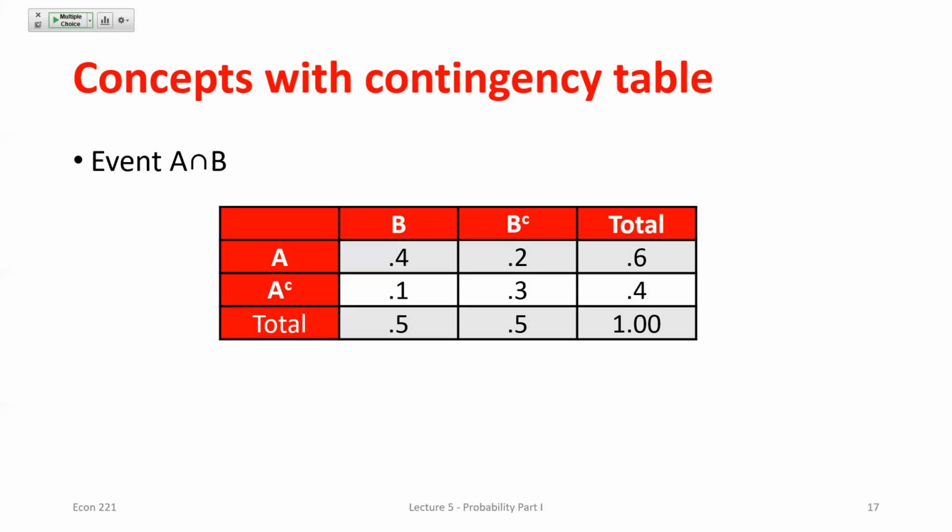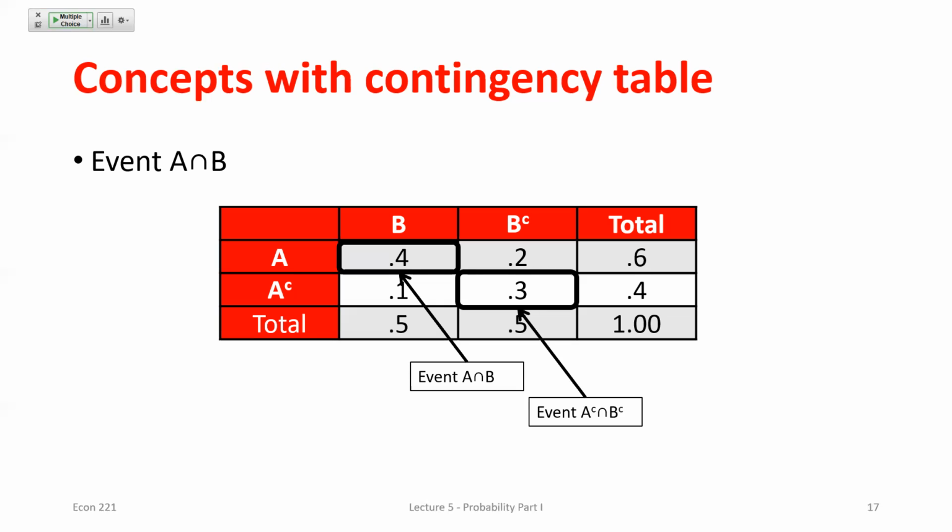The top four left cells all represent intersections. So this is the probability of A and B occurring. This would be the probability that A complement and B complement occurs, or that A and B don't occur. So those top four left cells represent the intersections of the row and column headings, and the totals represent just the probabilities of the events themselves.